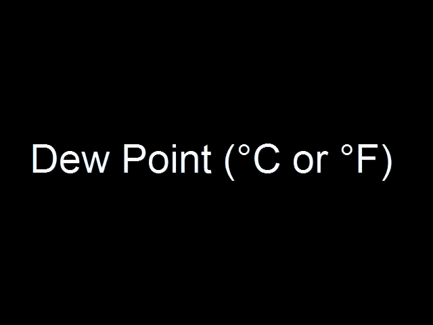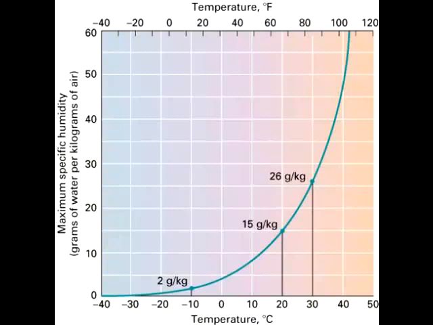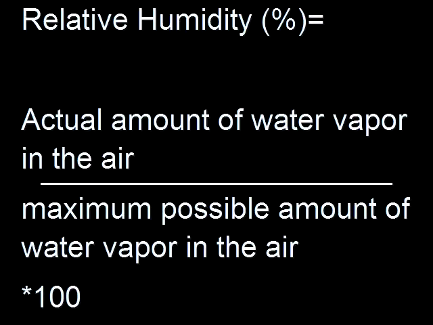The dew point is the temperature at which saturation occurs in air. It is an indicator of moisture content in air because high dew points indicate abundant atmospheric moisture. For example, air that contains 26 grams of water vapor per kilogram air has a dew point of 30 degrees Celsius.